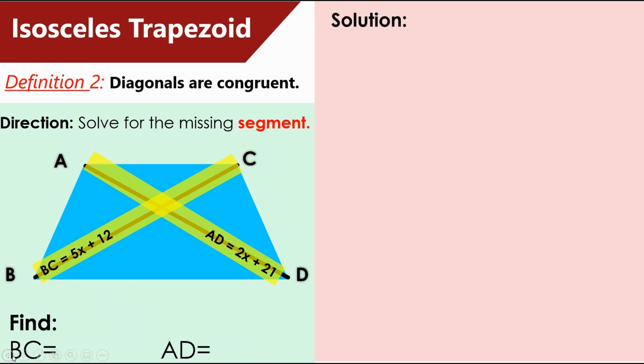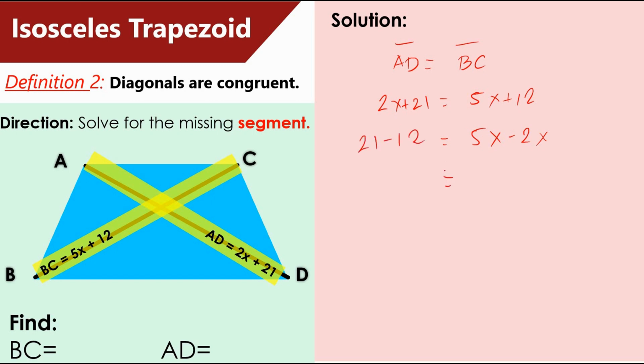Another example. So, same as with the previous example, we can assume that segment AD is also equal to segment BC. Let us now substitute the given. So segment AD measures 2x plus 21, while segment BC is equal to 5x plus 12. Okay, let us now transpose. So 5x minus 2x on this side, while on this side we have 21 minus 12.